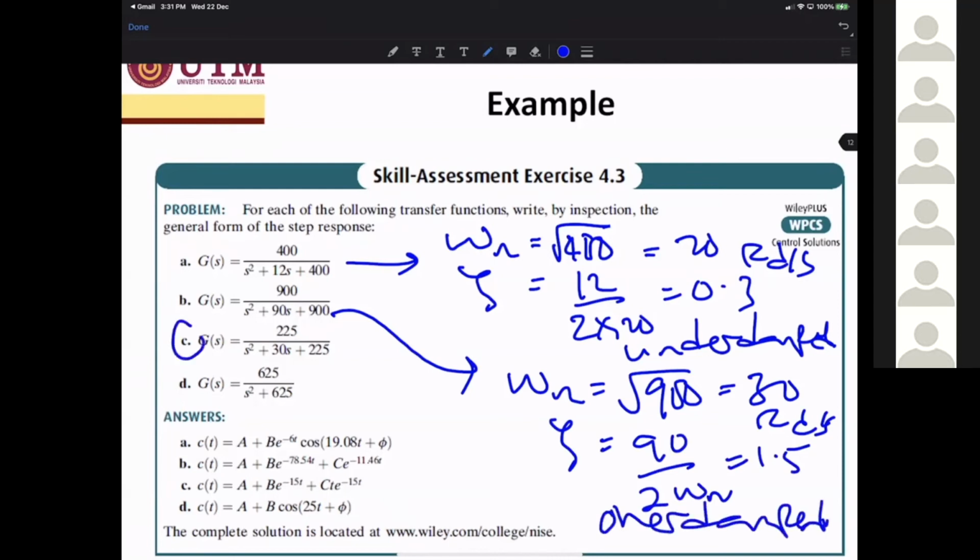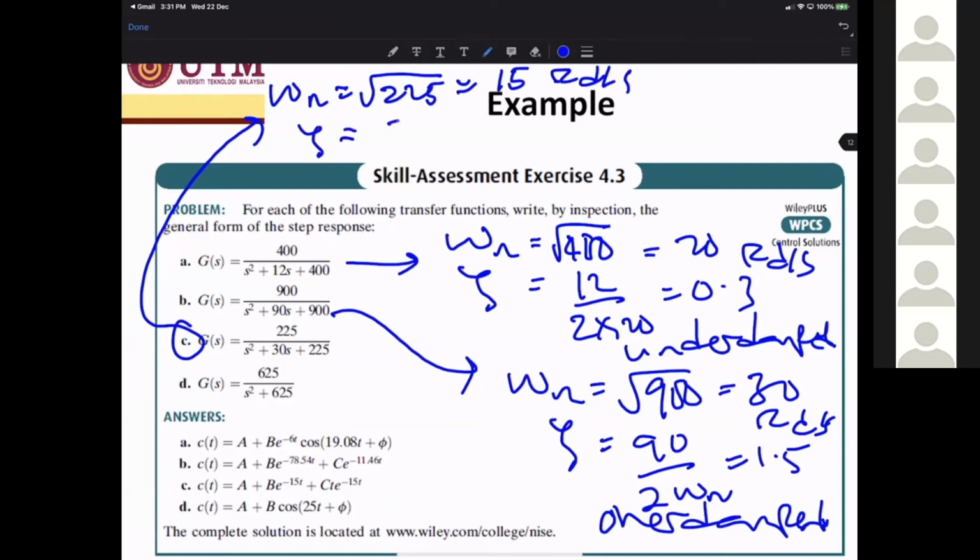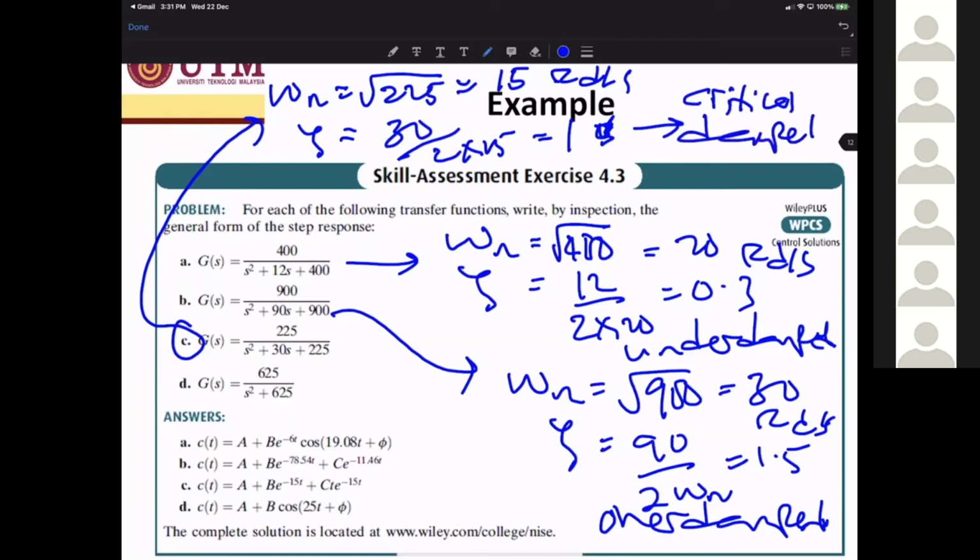Aisyah Akram? Yes, Prof. Omega n is 15. Zeta? Zeta is 30 divided by 2 multiplied by 15, which gives 1. Category? The category is critically damped.